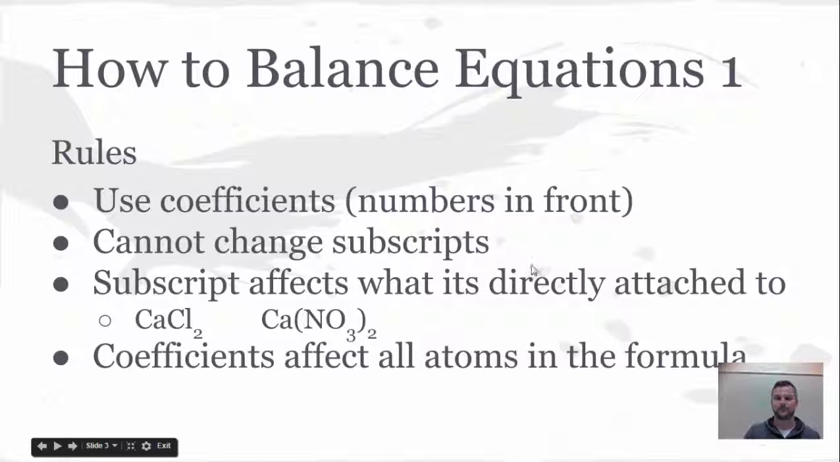Do not touch subscripts, which are the small numbers beneath the rest of the writing. So for example, in this formula CaCl2, the 2 affects only the chlorine, what's directly attached to there. In the calcium nitrate here, the 3 affects only the O, but the 2 affects everything inside of the parentheses. So really there are 2 nitrogens and a total of 2 times 3, 6 oxygens. So subscripts only affect what they're directly attached to. On the other hand, the coefficients that we're going to use for balancing affect everything after the coefficient in that formula.